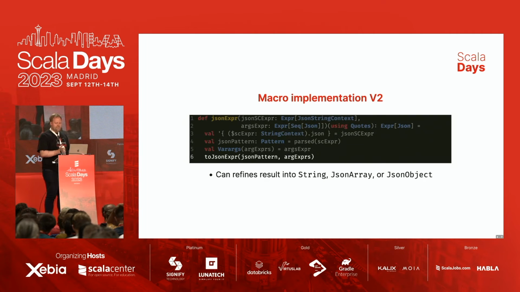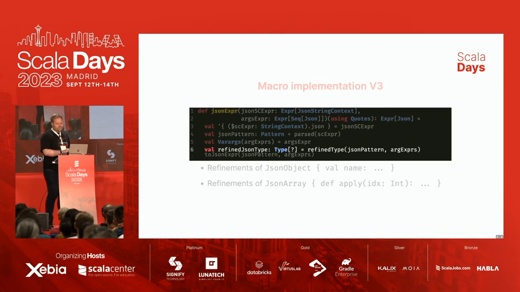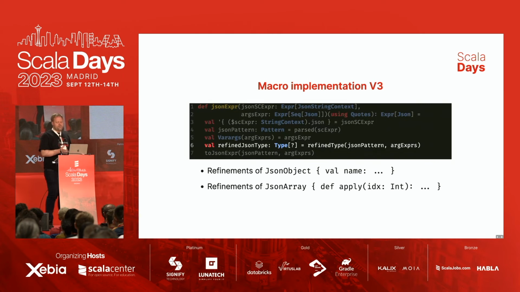So this is the previous implementation where we compile just the pattern and the JSON, and we used to just return a string, a JSON array, or an object. This means that with the transparent, we're already refining to those three types. But we want to do a bit more. We want to be able to refine them to JSON of val name of string or JSON of array with an apply method that has a known type. So we can compute those types in the macros. So what is this Type question mark?